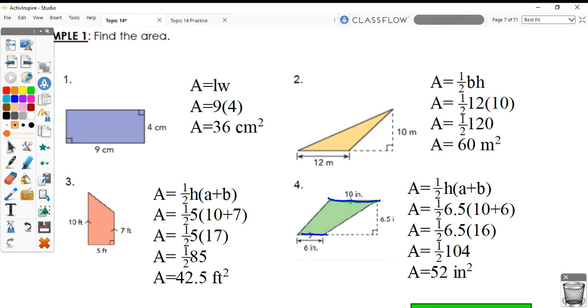Okay, so the reason that we're going back over these areas is so that when you look at a prism, you can figure out what's supposed to go on when you find the volume. Okay, ultimately, that's one of the goals that we're looking for today, is to find the volume of a prism.